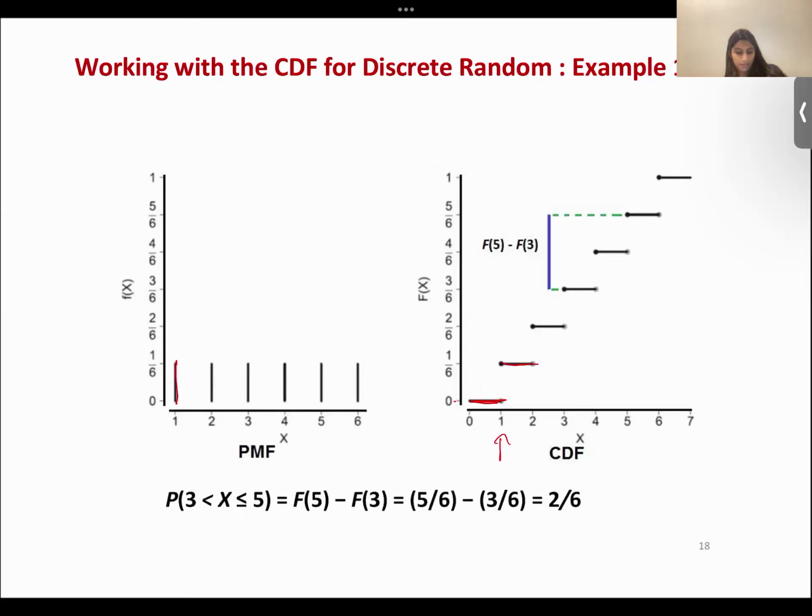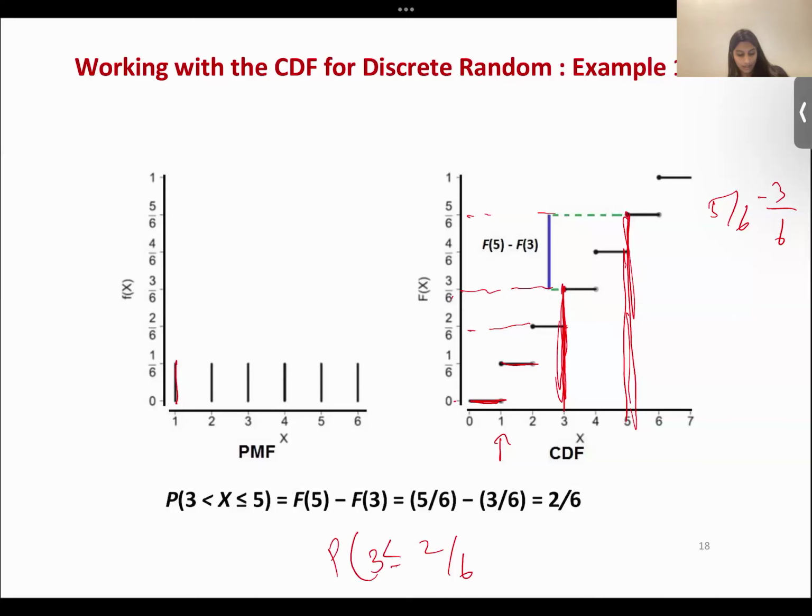And so on. Now, when you want to calculate the probability that your x is between 3 and 5, it would just be, sorry, 5 is here. So this is 5/6 minus 3/6. This will give the probability that your number is between 3 and 5.